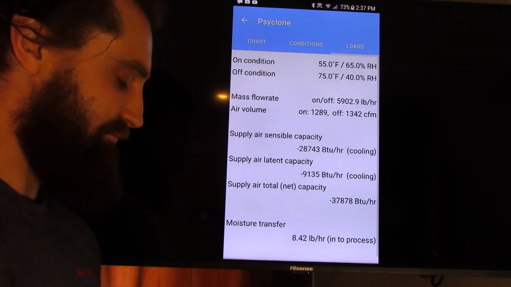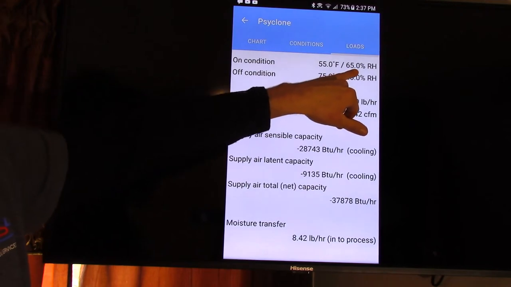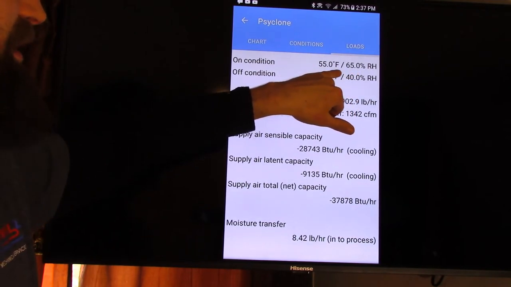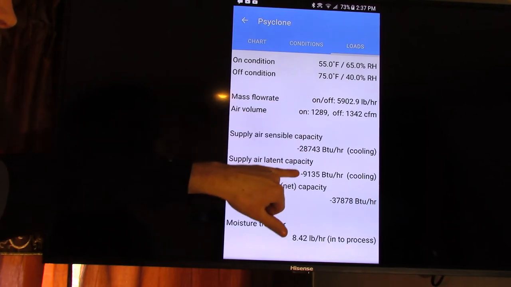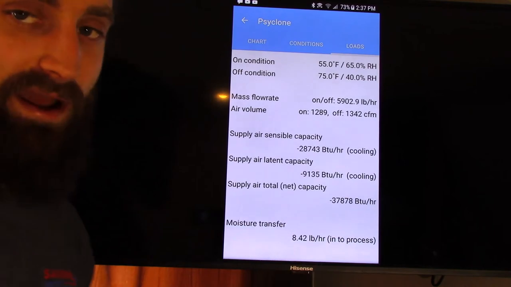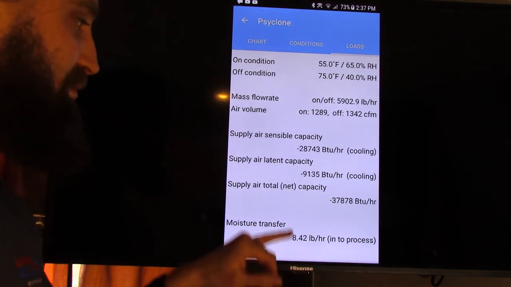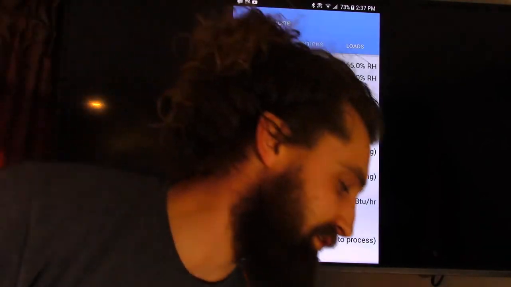Let's go over here. Supply, 55 degrees at 65%. Return is the same. All this is the same. Look at that. It's over 9,000 BTU latent heat removal. Total capacity, almost 38,000 BTU.